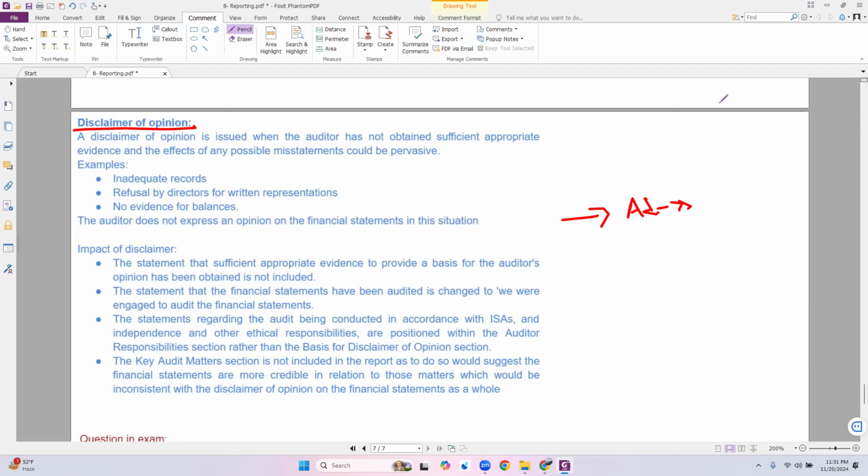This disclaimer of opinion is very bad for the auditor to give. Even adverse opinion, people say that adverse opinion is really bad when a company gets it. Yes, it is bad. I don't say that it is not bad. It is really bad for a company. But it is not as bad as a disclaimer of opinion because when we talk about adverse opinion, this means that the company gave all the information that was required by the auditor. The auditor was able to get all the sufficient and appropriate audit evidence to make his own opinion.